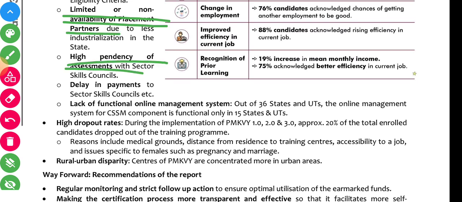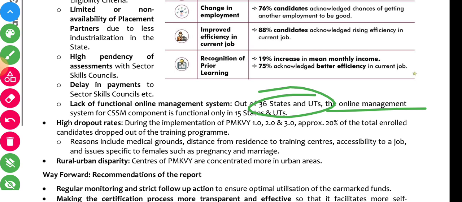High pendency of assessment with sector skills councils, delay in payments to sector skills councils, etc. Lack of functional online management system. Out of 36 states and union territories, the online management system for the CSSM component is functional only in 15 states and union territories. High dropout rates. Rural-urban disparity. These are the major challenges for the Kaushal Vikas Yojana implementation.